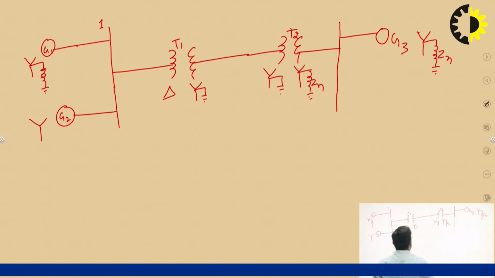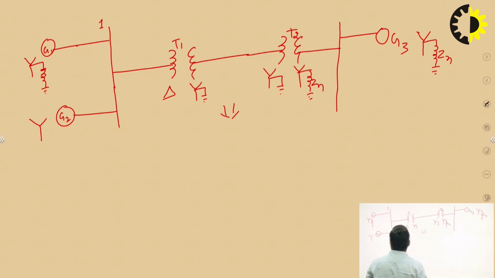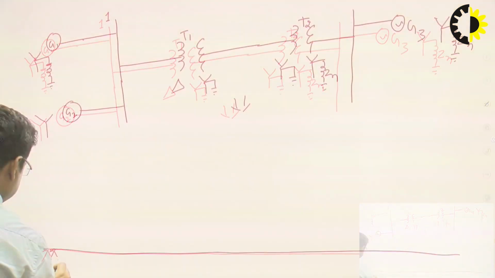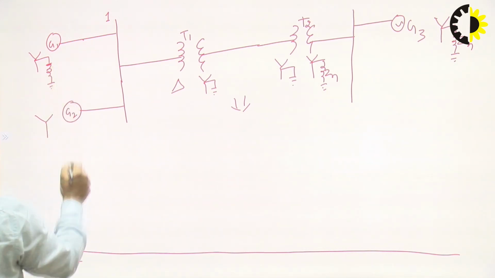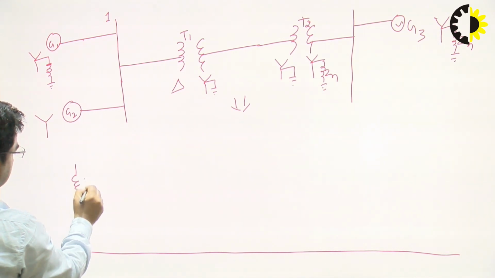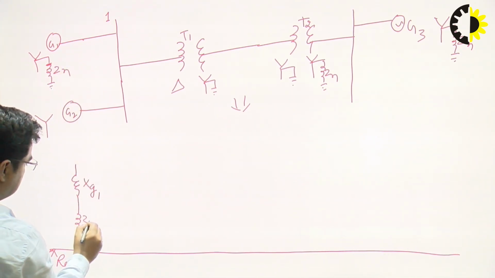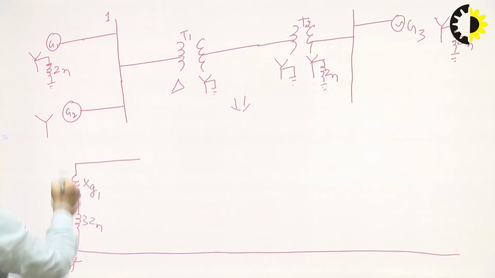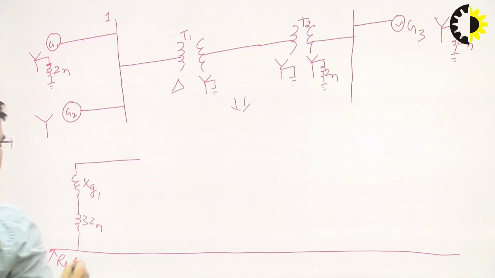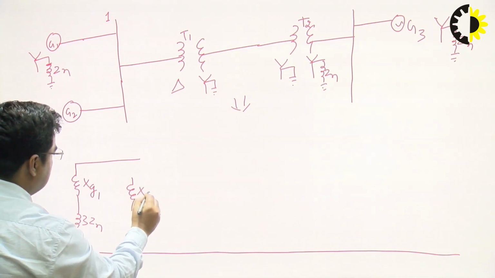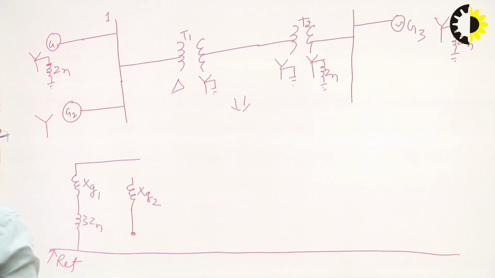I will discuss with this case how to draw the zero sequence diagram for the whole power system. While drawing this zero sequence diagram, we will take a reference point. Generator 1 is connected with this impedance, so we take XG1, and it is connected with this impedance Zn, so we can write 3Zn. Then there is G2 having only a star connected network, so we write XG2, but it is not connected to the reference point because it is an ungrounded case.